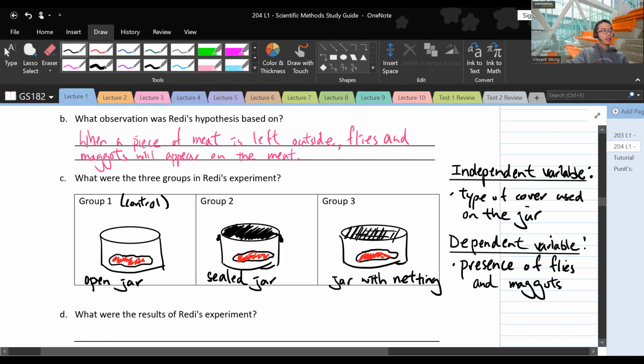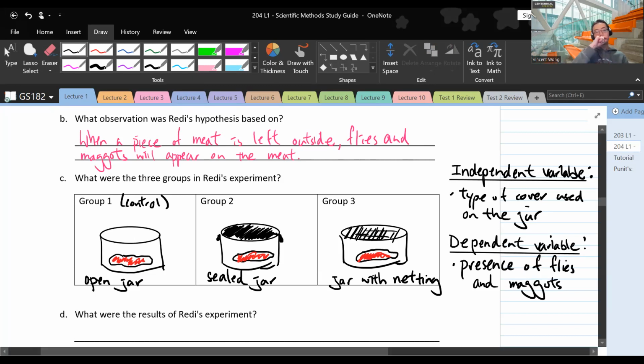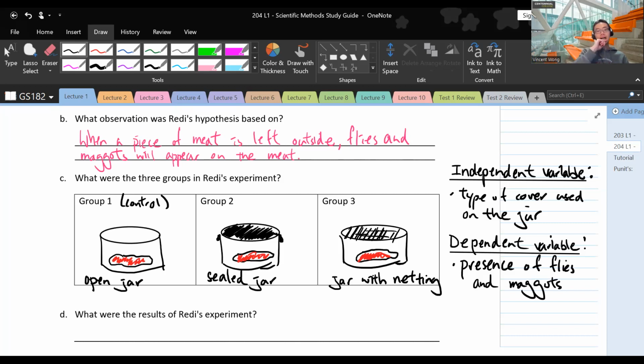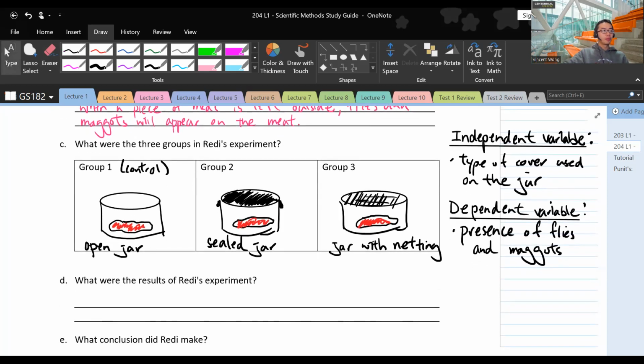Now, you should keep in mind that everything else should be kept constant, right? So the same type of meat, you probably want to put these jars in the same place. You want to leave them outside for the same amount of time. Yeah, that's right. Good. The jars should be made of the same material, and so on and so forth. Okay, so what were the results? Now, if you saw the recordings, you probably would remember.